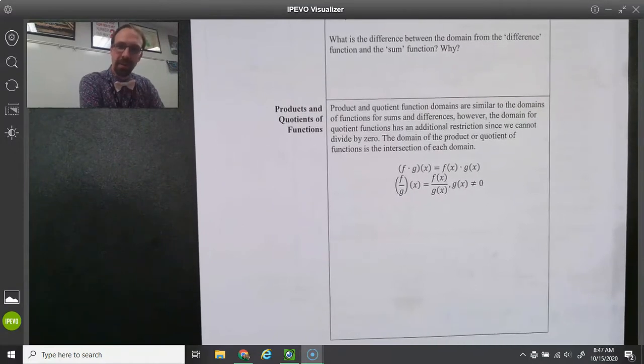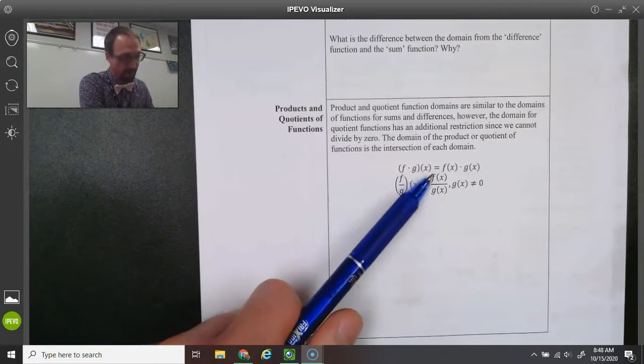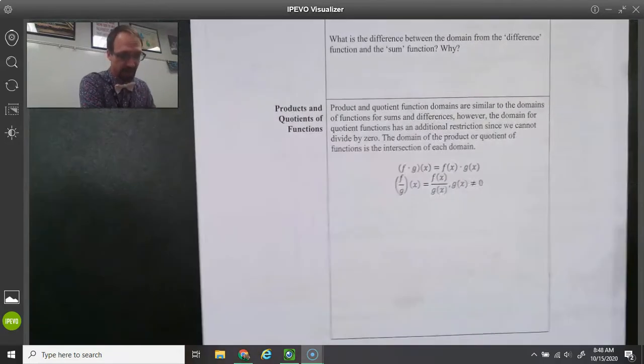This time we're going to be talking about the products and quotients of functions. Products and quotient functions have domains that are similar to sum and difference. However, when we have the quotient function, we can't divide by whatever would make g of x equal to 0. So if I have f divided by g of x, then f of x over g of x, except g of x cannot equal 0.